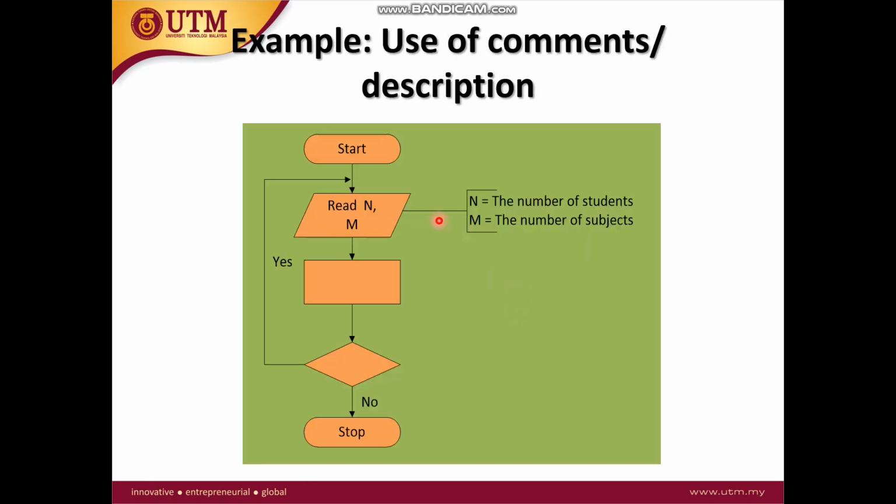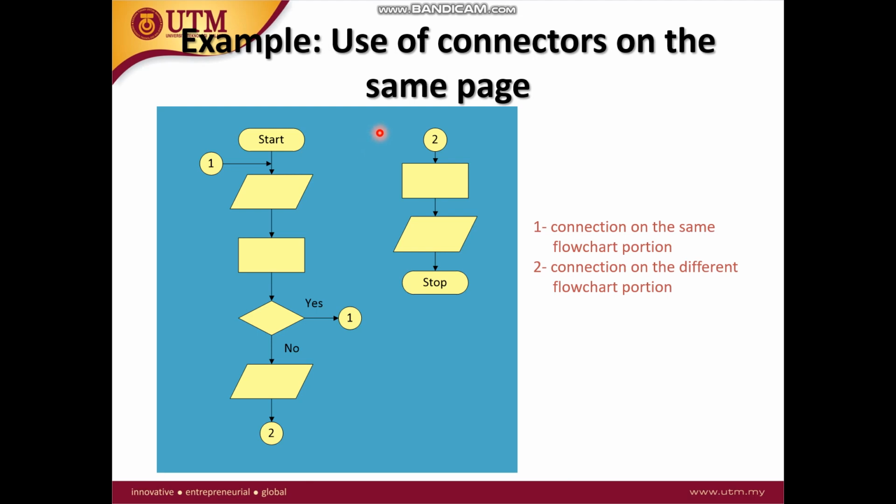Here we are explaining the comment or description lines. For example, here you are saying read n m. You don't know what n is, what m is, but you can write down comments here: n, the number of students, m, the number of subjects, or stuff like that. And this one is a process, this one is a condition, this is the stop terminal, and this one is the starting terminal.